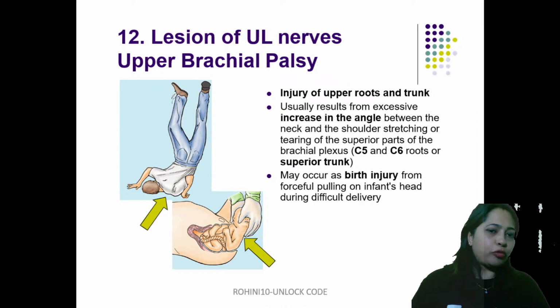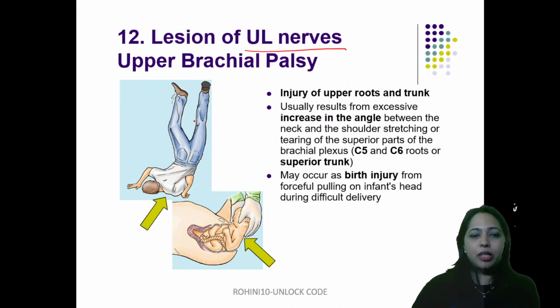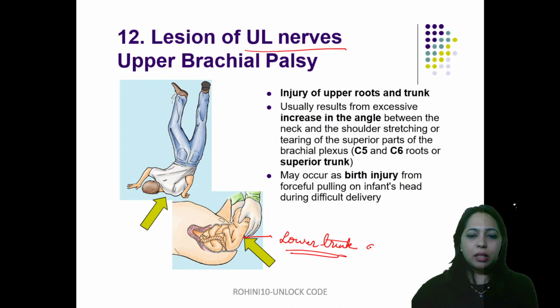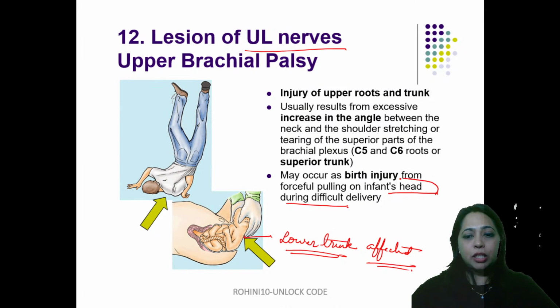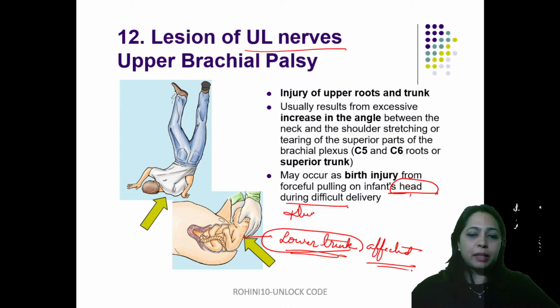Next, you have lesion of ulnar nerve. Here, ulnar nerve can get damaged because of a fall or it could also be because of birth injury. So here you can see the lower trunk is affected, right? That is because of pulling off the head during difficult delivery. So that can result in lower trunk affected. Remember the Klumpke monkey.